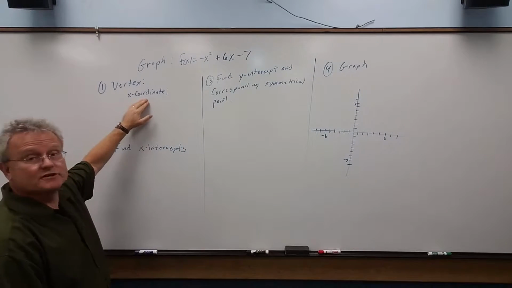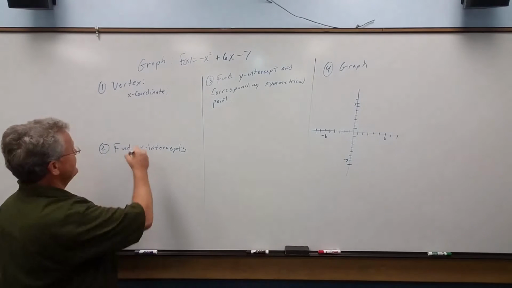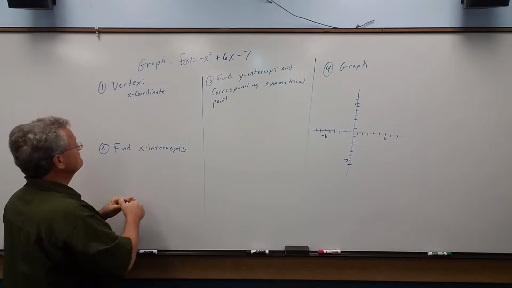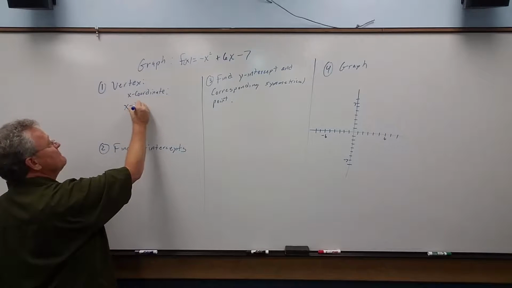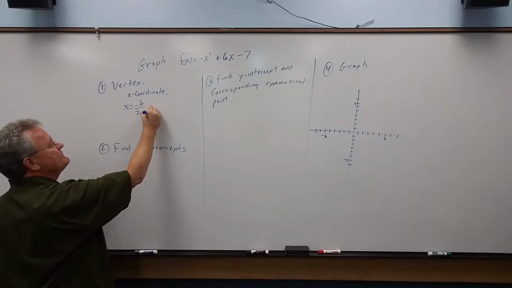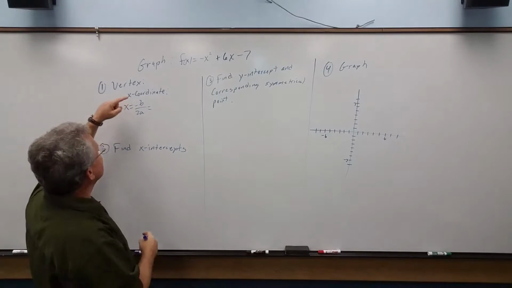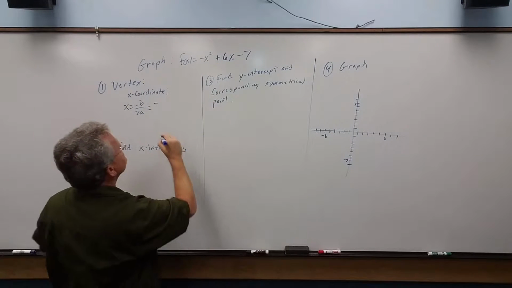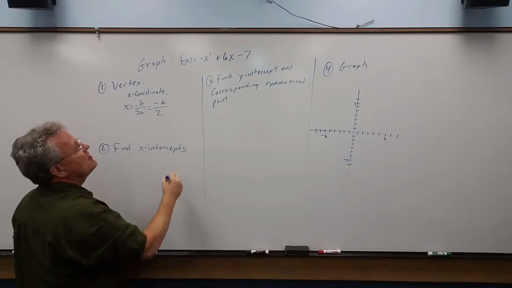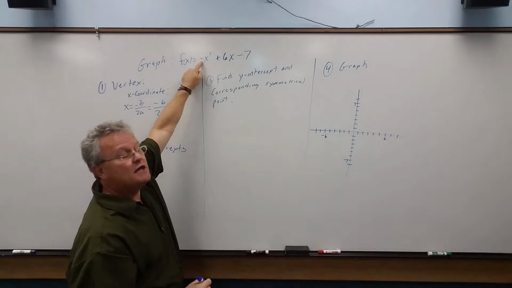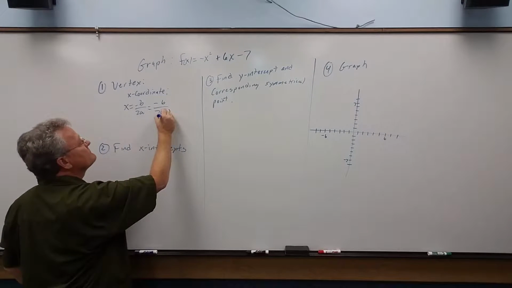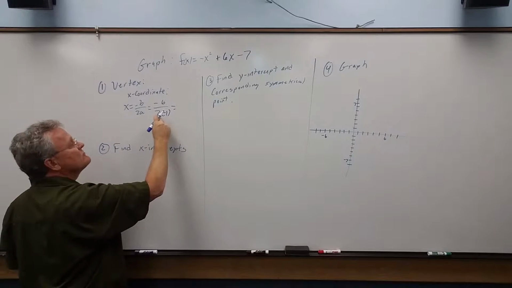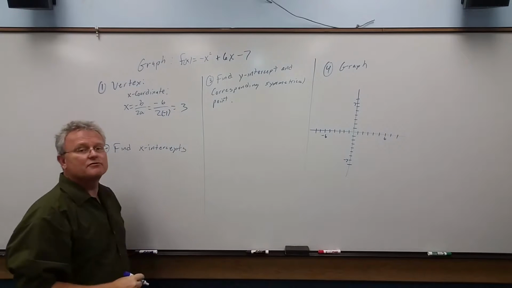So we find the vertex. The x-coordinate of the vertex, we know, is minus b over 2a. So we just plug our values in. Minus b is 6, so we get minus 6 over 2 times a, which is negative 1. Negative 6 over negative 2 is positive 3.